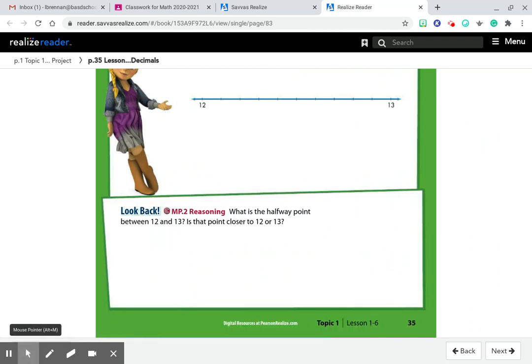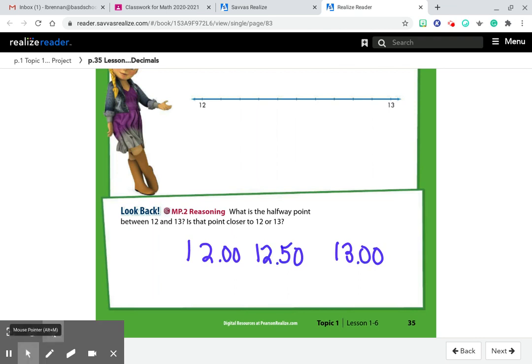What is the halfway point between 12 and 13? Halfway between 12 and 13 is 12 and a half. And if you're not sure, just think of money, because you guys all are familiar with money. What's halfway between $12 and $13? It would be $12.50. Okay, we're going to move on.